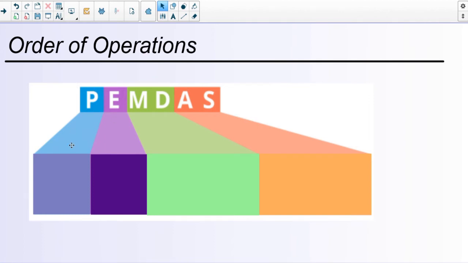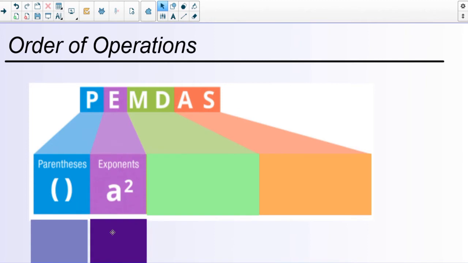So the first letter P stands for parentheses, or you might see brackets. This would be the first step. If you see anything inside parentheses, you need to operate that first before you do any of the other steps. Your next step, E, is for exponents. Same thing, if you see any exponents in a problem, you need to get rid of those or operate through those before you can proceed.